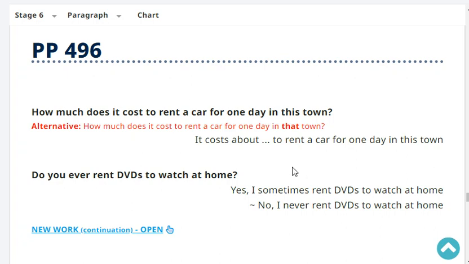How much does it cost to rent a car for one day in your town? It costs about 5,000 yen to rent a car for one day in my town.